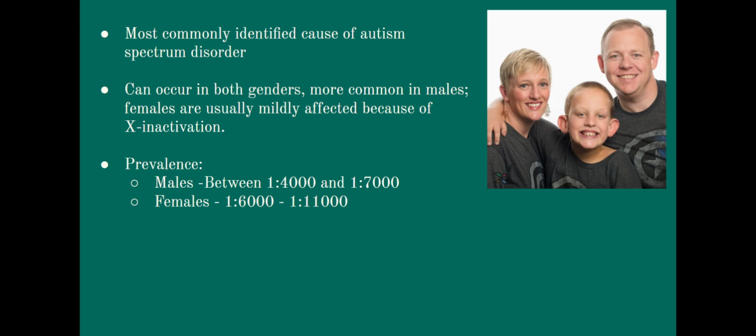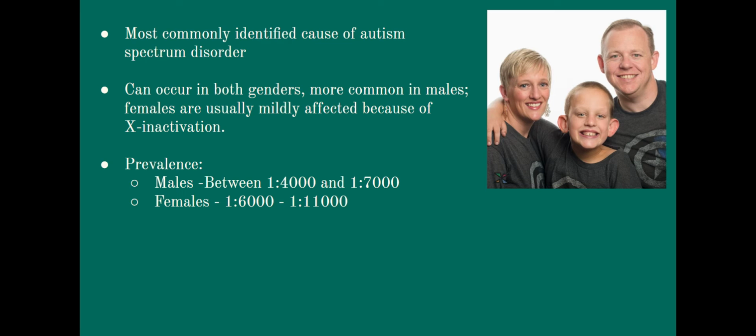So X inactivation: if you inherit the affected X chromosome from your mom, and you also inherit a normal X chromosome from your dad, remember that in fetal life or early in embryonic development, one of those X chromosomes in each cell line is going to be inactivated and silenced. And it's random. And it's about 50-50.